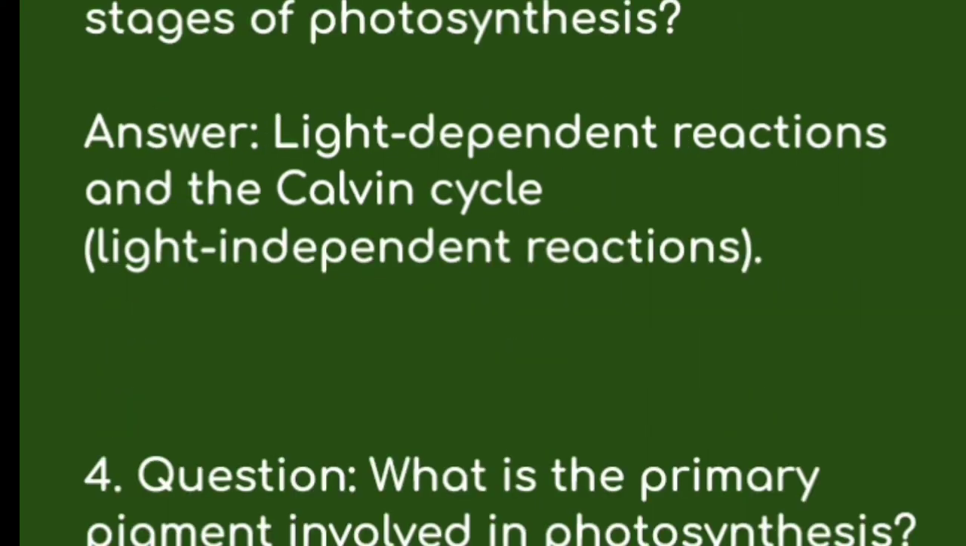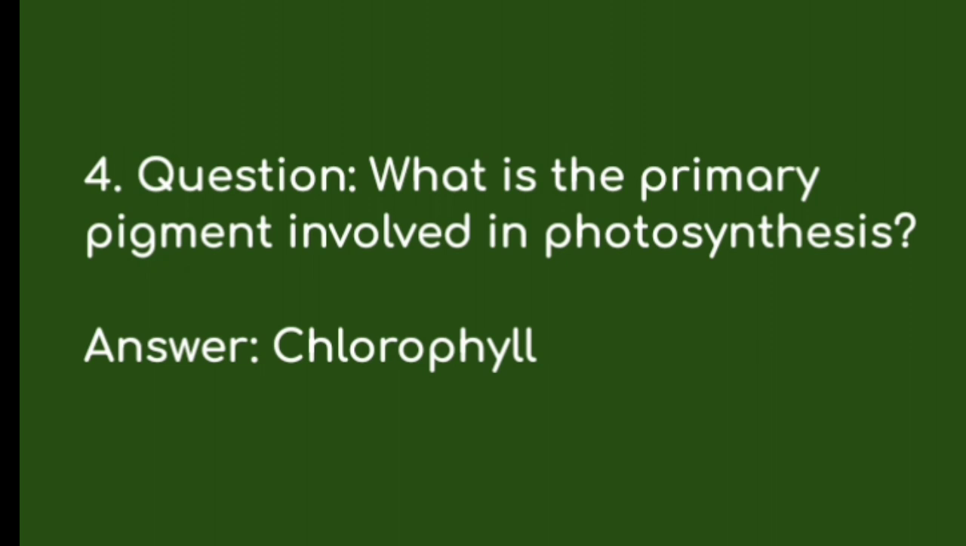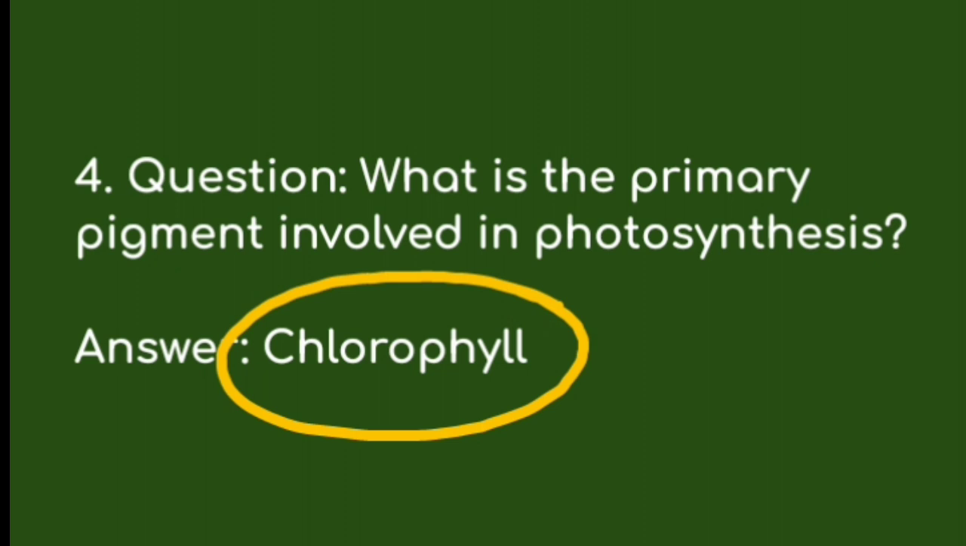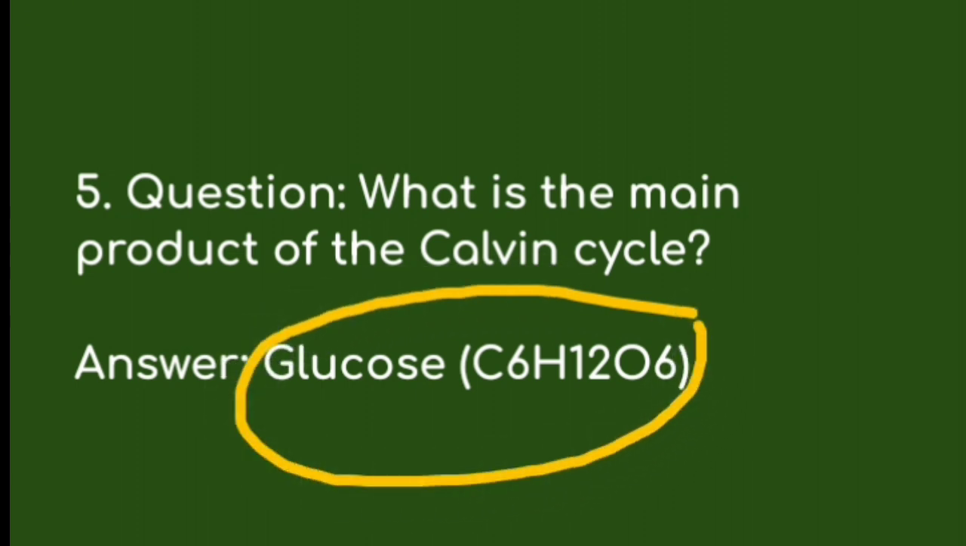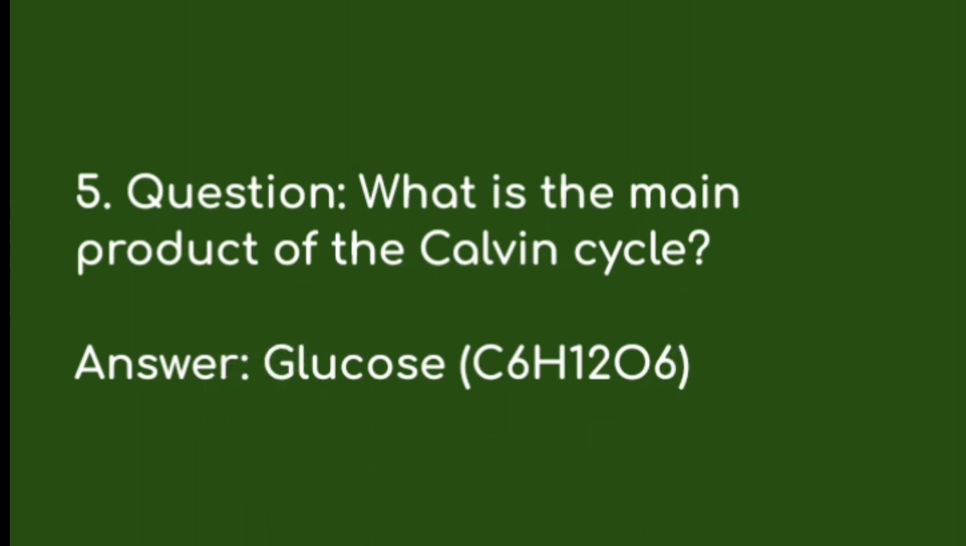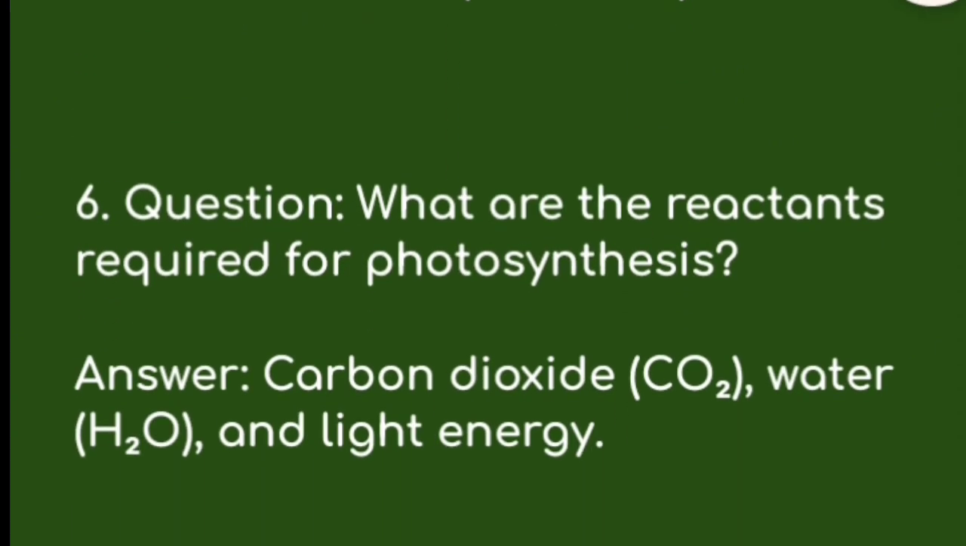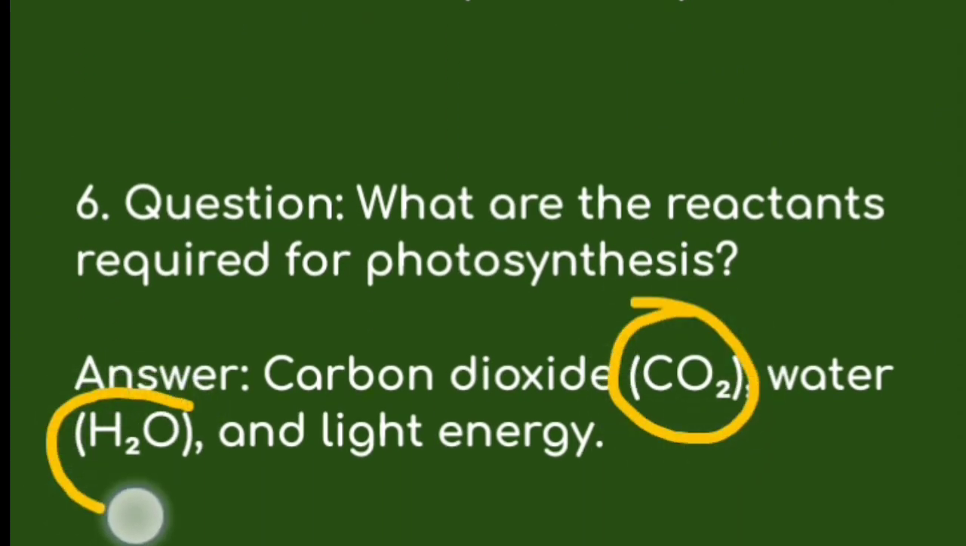Number 4. What is the primary pigment involved in photosynthesis? The answer is chlorophyll. Number 5. What is the main product of the Calvin cycle? The answer is glucose. Number 6. What are the reactants required for photosynthesis? The answer is carbon dioxide and water with light energy.